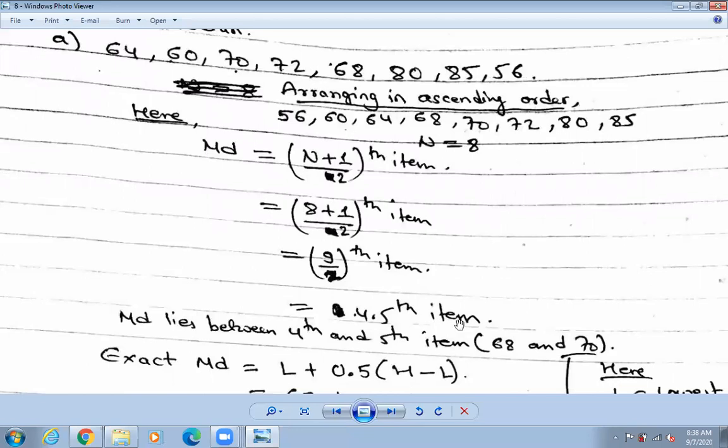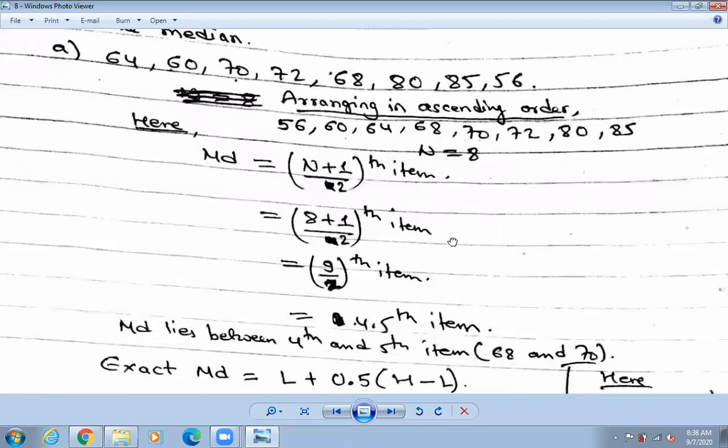So listen first. When you get this type of number, 4.5. Suppose if it is 4 only, the fourth item, 1, 2, 3, 4th, 68 is the fourth number. That means your median is 68.